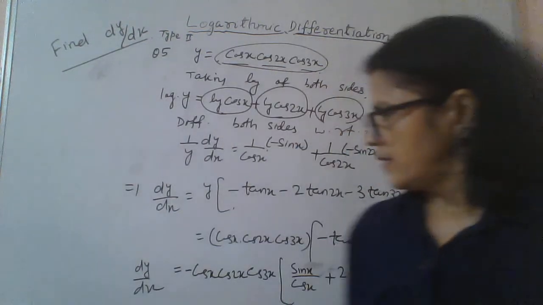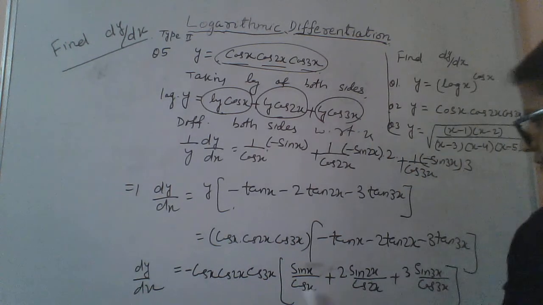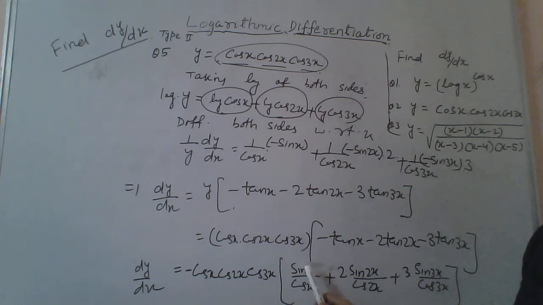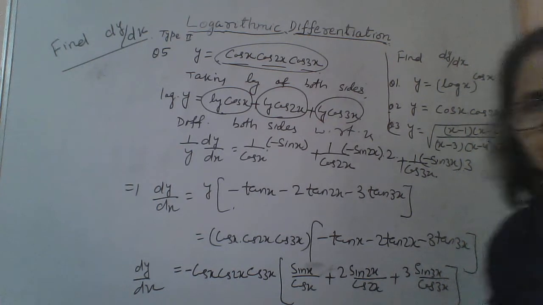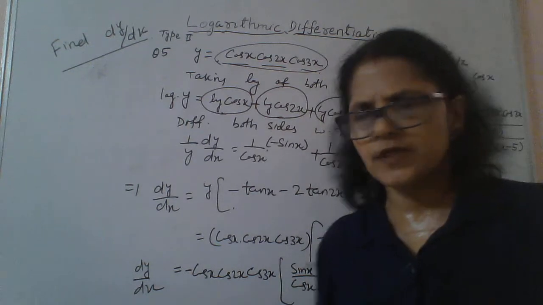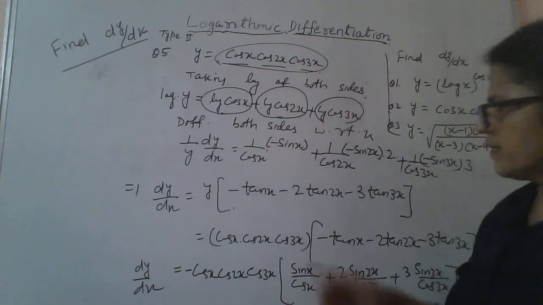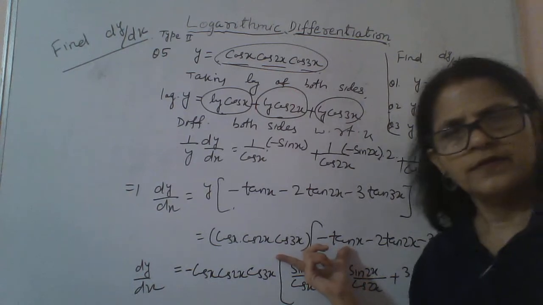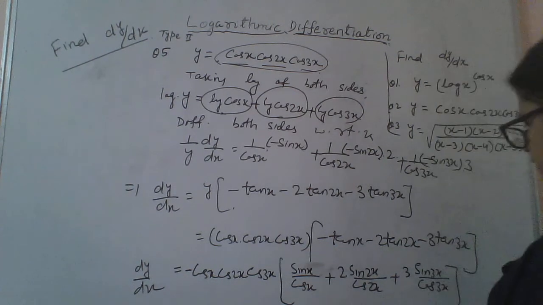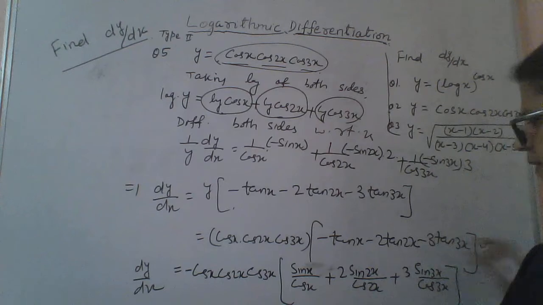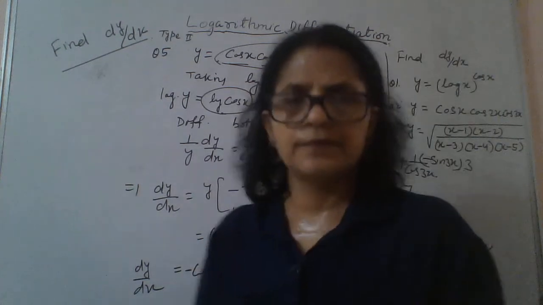So I'm just keeping it here. Whenever you take LCM, sin x into cos 2x, cos 3x, 2 sin 2x. So I think the simplification part you can do. One more step is left. Otherwise you can keep the answer up to this. If you want to simplify, you can simplify. 2 more steps will come.